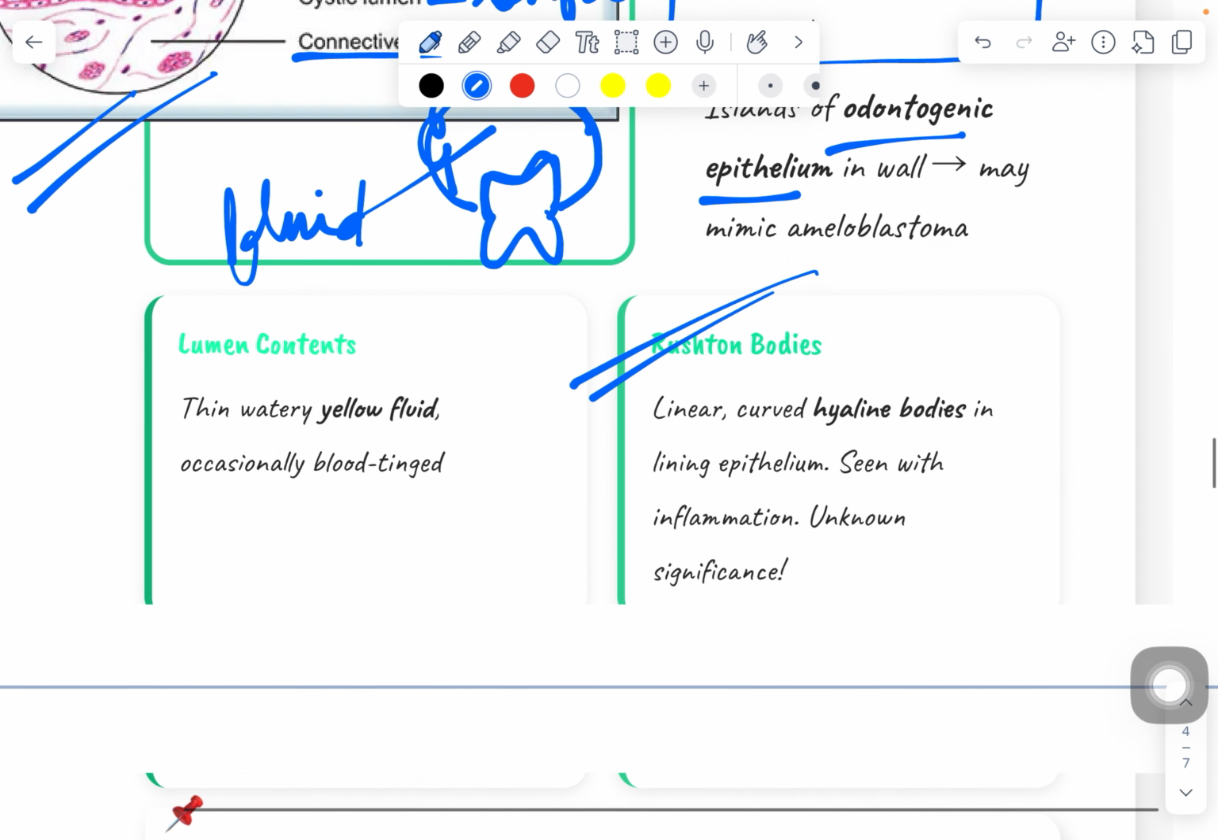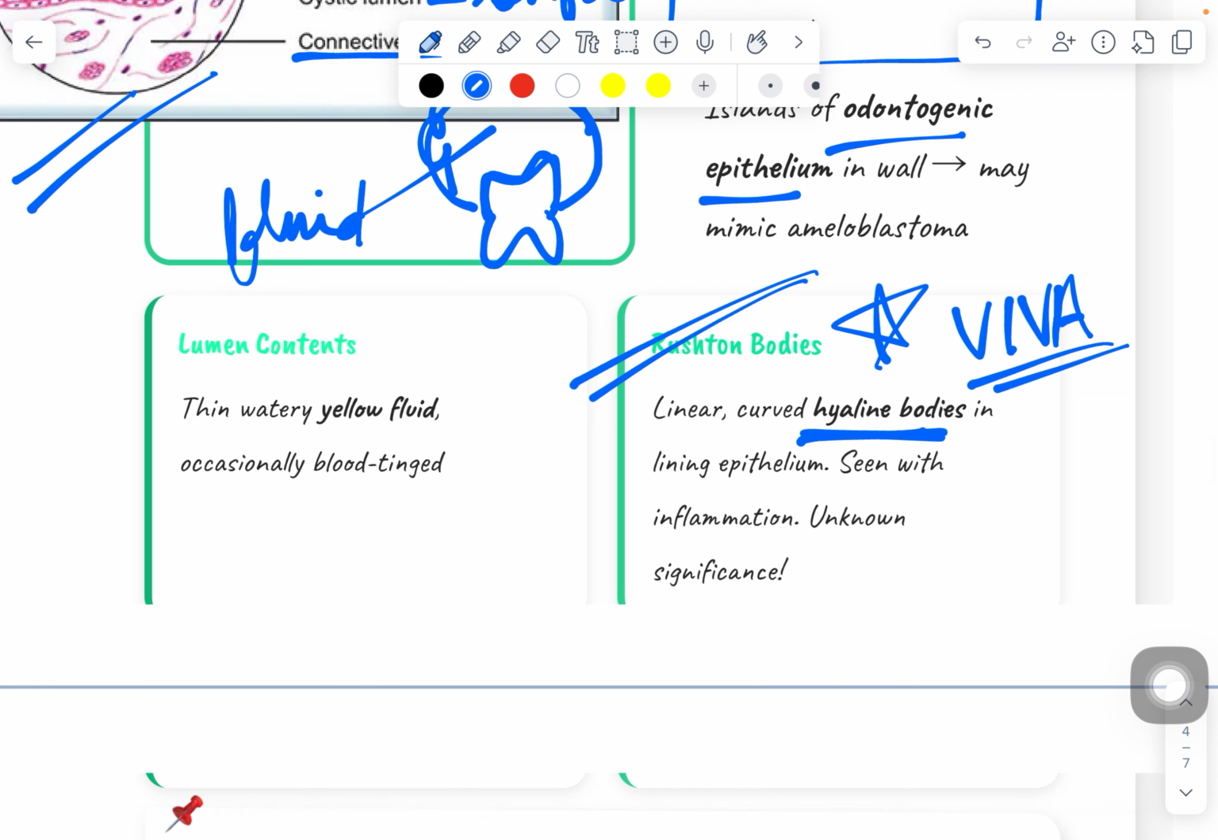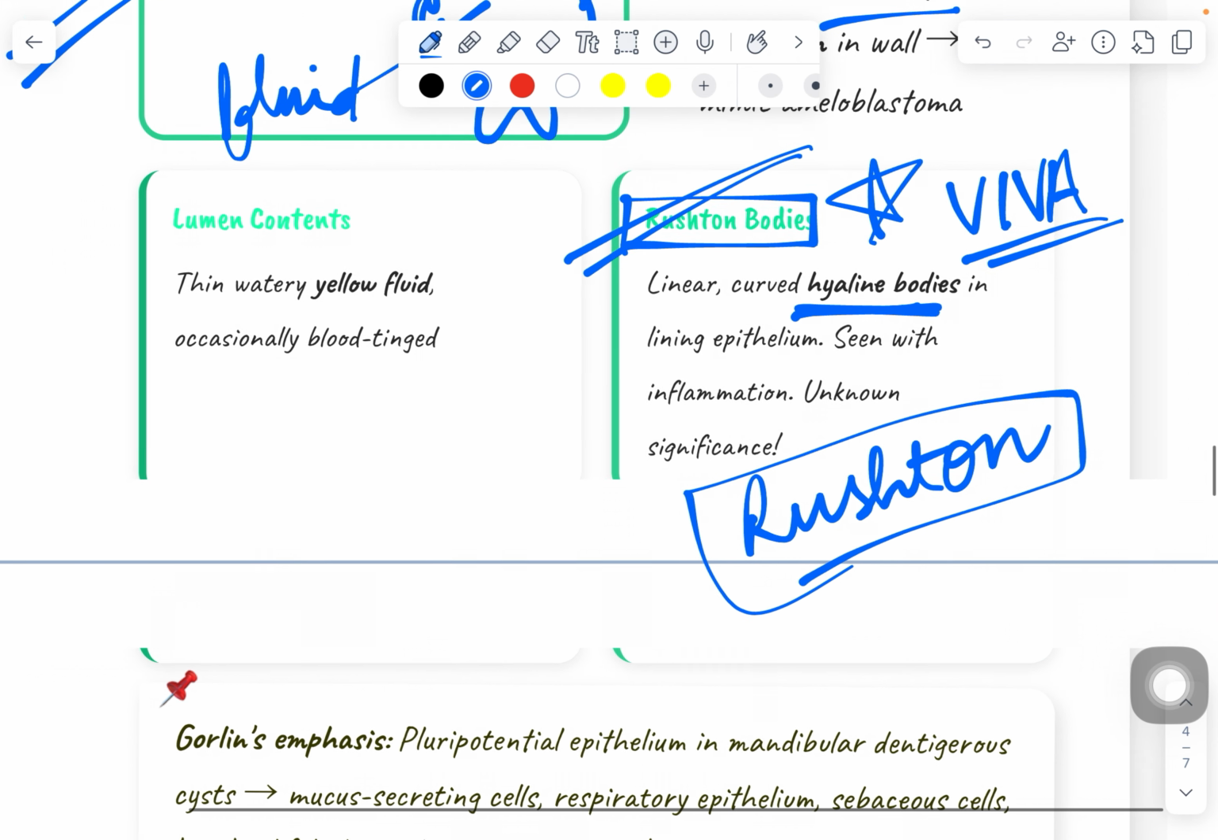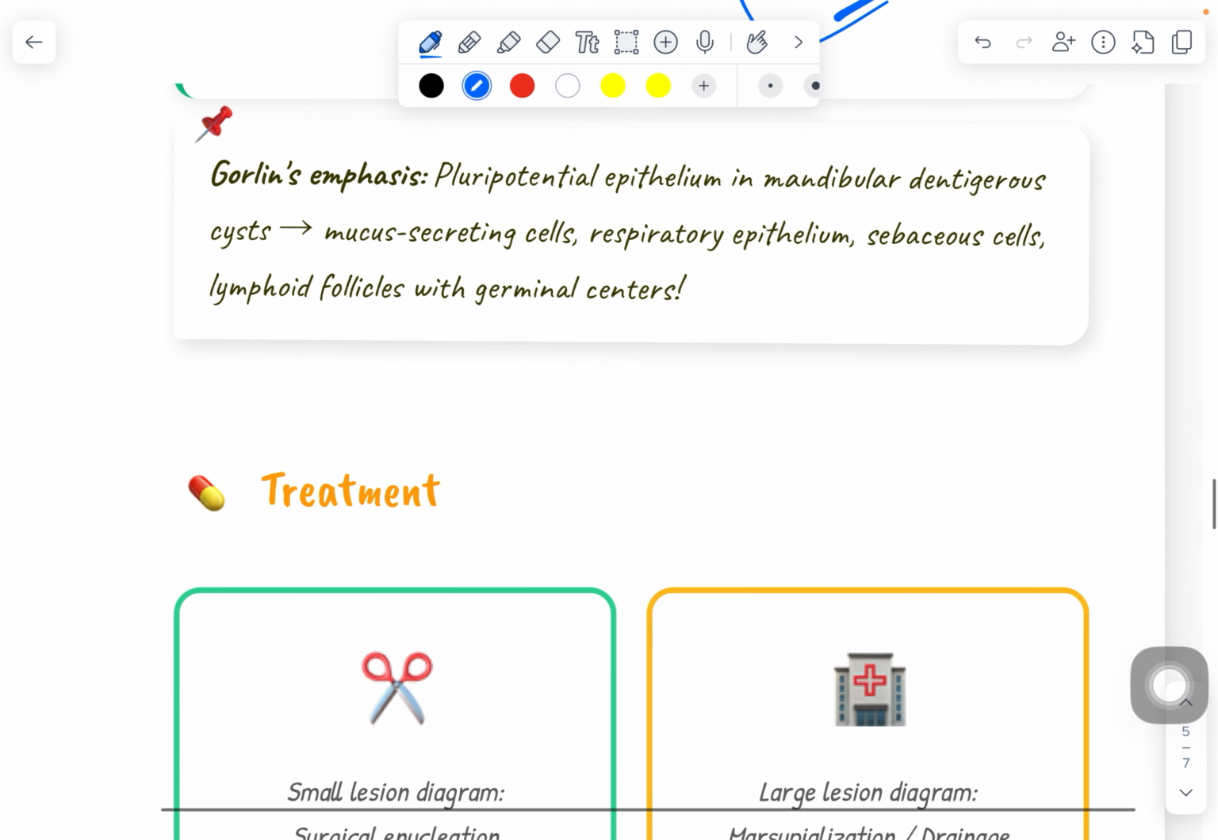So here we have is the presence of Rushton bodies, a very very important viva question. These are hyaline bodies seen along with inflammation. These are called as Rushton bodies. Rushton bodies is a characteristic feature of Dentigerous cyst. Thin watery fluid होता है.